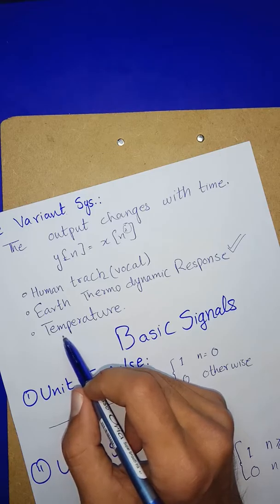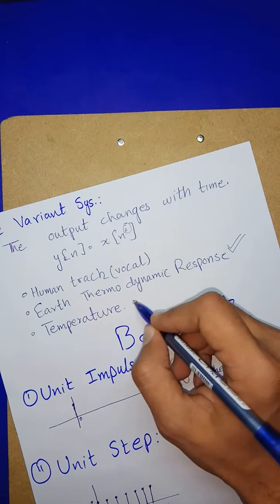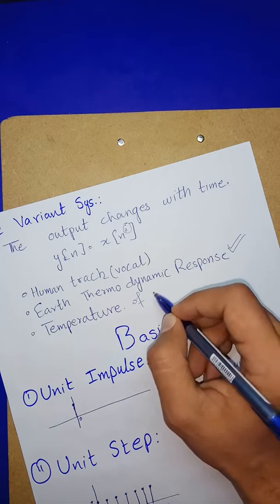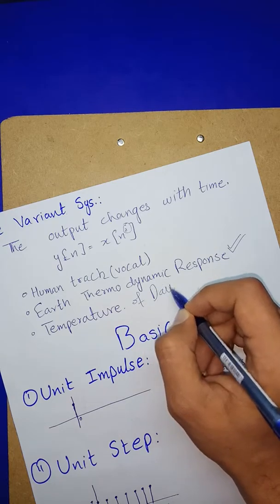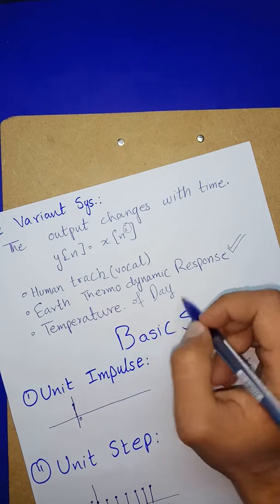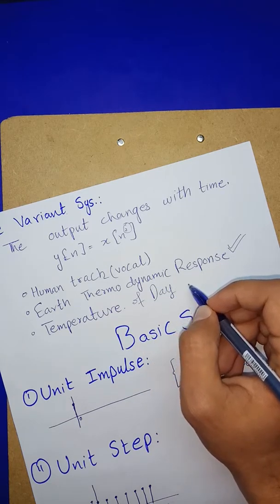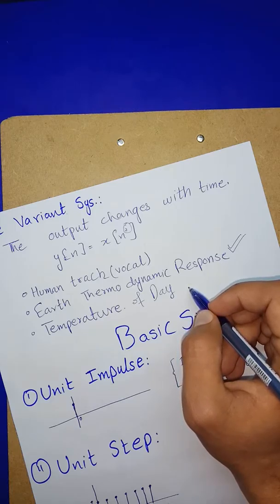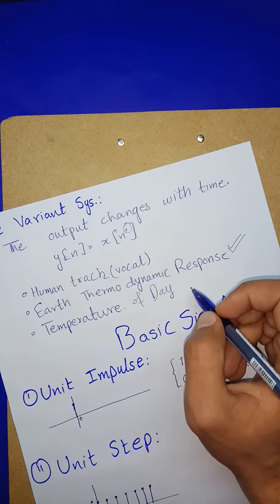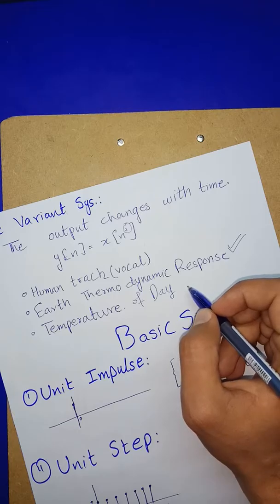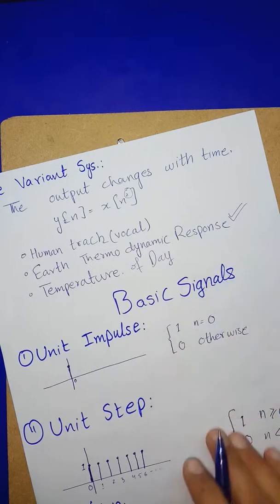The third example that we have is the temperature of our earth. Temperature throughout the whole day also varies with respect to time. The mornings and the evenings are cold, whilst the afternoons are usually hot.